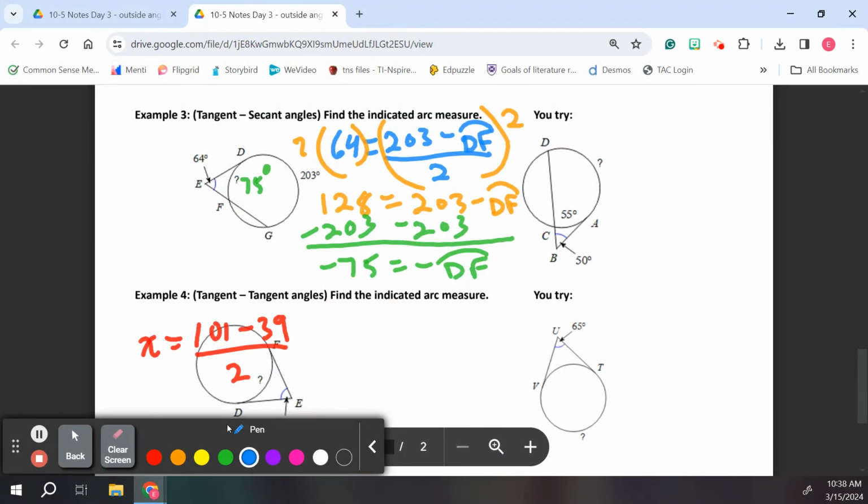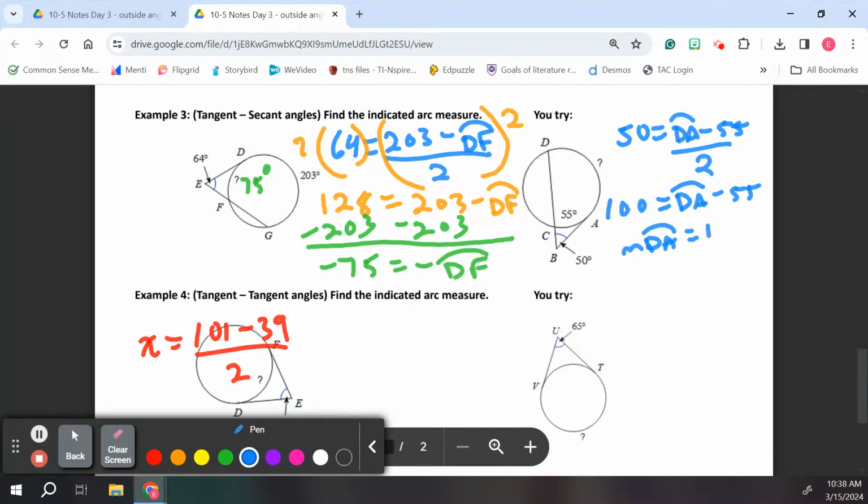All right, so in this case, again, we're finding DA. So this is going to be 50 equals arc DA minus 55, all divided by 2. This leaves me with 100 equals DA minus 55. Add 55 to both sides. The measure of arc DA is equal to 155. Questions on that?